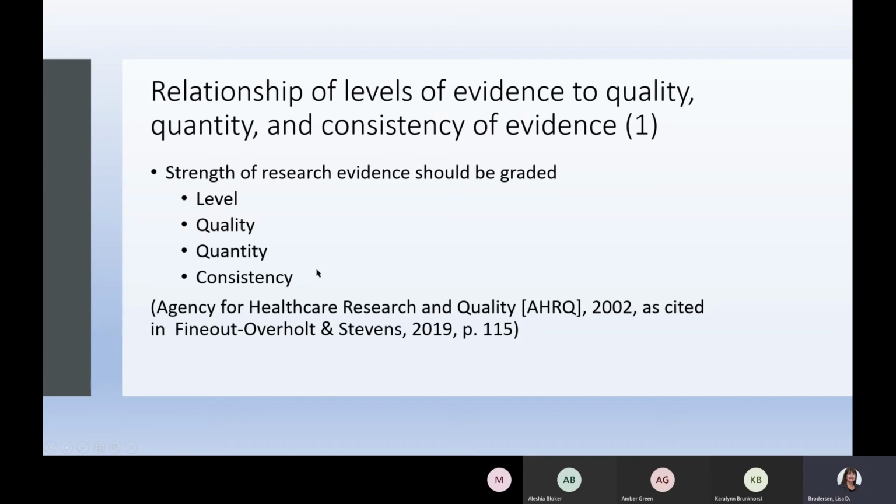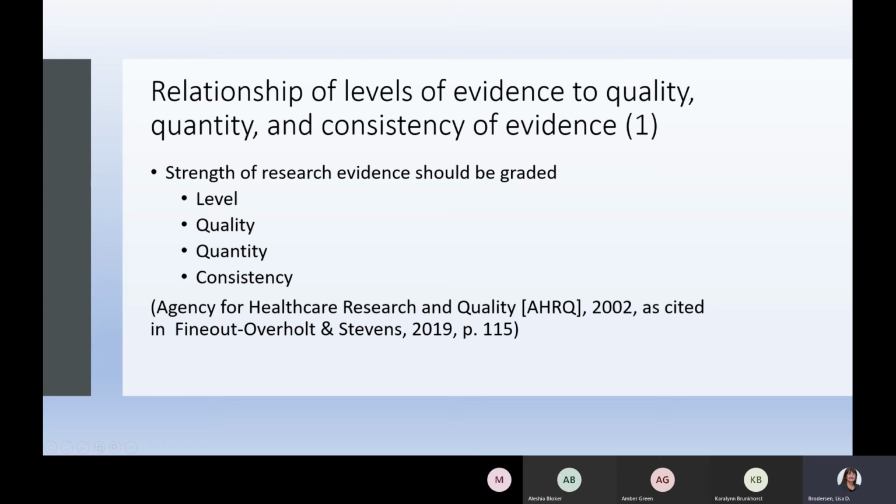Okay, so then the relationship of levels of evidence to quality, quantity, and consistency of evidence was another objective. It was objective 2, which was to explain the relationship of levels of evidence to quality, quantity, and consistency of evidence. So if you were in the first half of the alphabet with your last name, then you would have answered the previous discussion prompt, but if you were in the second half of the alphabet, then you would have answered this discussion prompt.